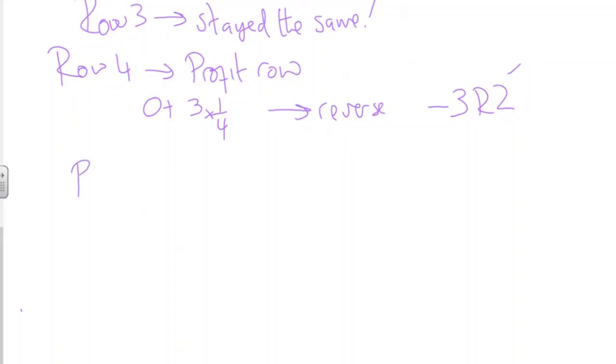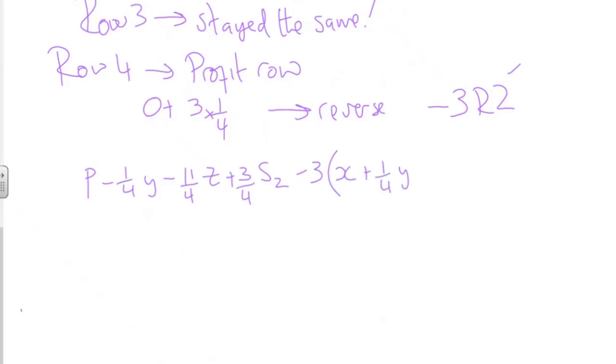Right then, so let's do. So my original one was P. Well, what's in the tableau? Sorry, the iteration 1 is this. No, hang on. Might be answer. So we do P minus a quarter Y minus 11 over 4Z plus 3 quarters of S2 minus 3 lots of my pivot row, which is X plus a quarter Y minus a quarter Z plus a quarter S2 equal to 30 minus 3 lots of 10.